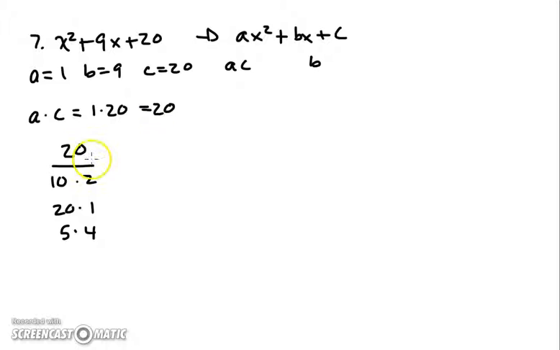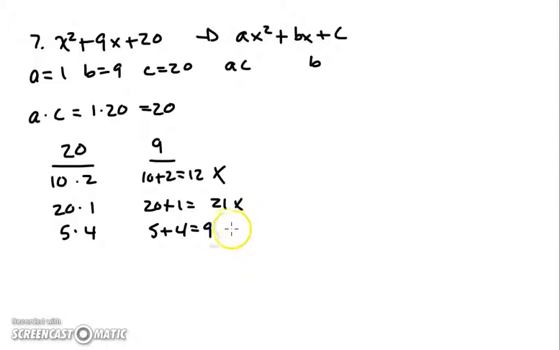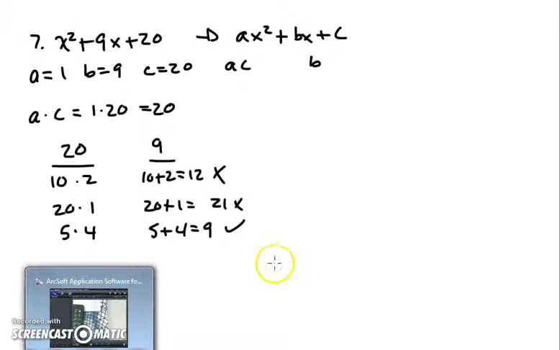Then we have to think, out of all of these options, which ones are going to add up to our value of b? So b is 9. So 10 plus 2 is 12. So we don't want that one. 20 plus 1 is 21. We don't want that one. But 5 plus 4 is 9. So we want 5 plus 4 equals 9.